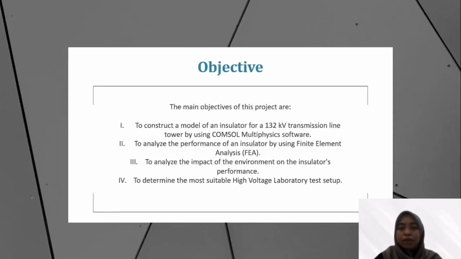For the objective, the main objectives of this project are, first, to construct a model of an insulator for a 132 kV transmission line by using COMSOL Multiphysics software. Second, to analyze the performance of an insulator by using finite element analysis (FEA). Third, to analyze the impact of the environment on the insulator's performance. Lastly, to determine the most suitable high voltage laboratory test setup.